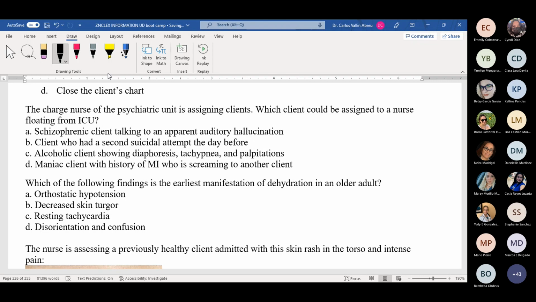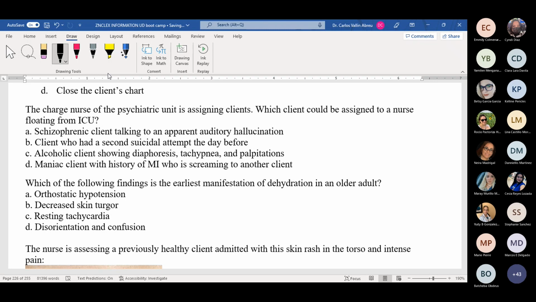Rule number one: give an easy client. Don't give the most complicated or most difficult client. And rule number two: try to give a client that has something to which the floating nurse is familiar, something similar to what the floating nurse does in his or her routine area. So now you have a schizophrenic client talking to an apparent auditory hallucination, a client who had a second suicidal attempt the day before, an alcoholic client showing diaphoresis, tachypnea, and palpitations, and a manic client with a history of myocardial infarction who is screaming at another client.